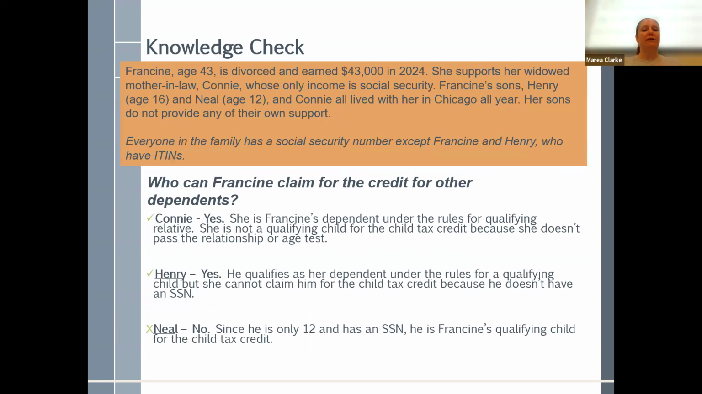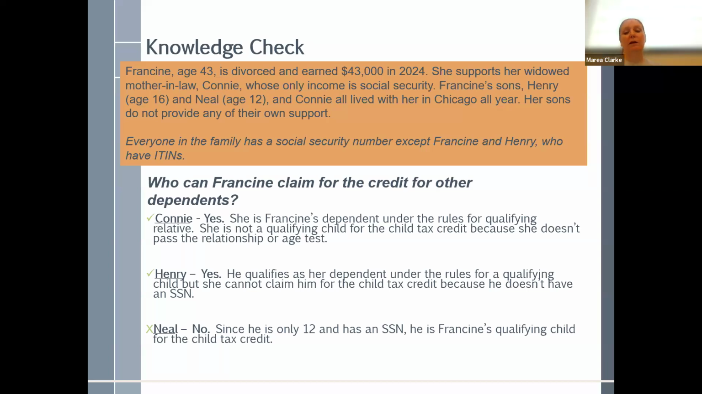All right, so an example: Francine is aged 43. She earned $43,000. She supports her widowed mother-in-law, Connie, whose only income is Social Security, and her sons, Henry and Neil, ages 16 and 12. They all live with her in Chicago. Her sons don't provide any of her support or their own support. Everybody has a Social Security number except for Francine and Henry, who both have ITINs.